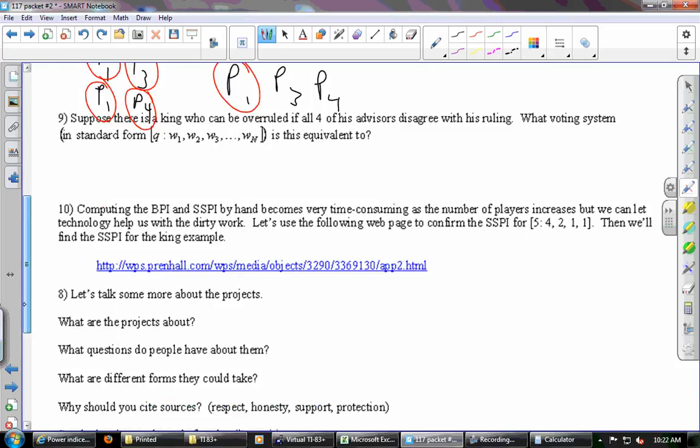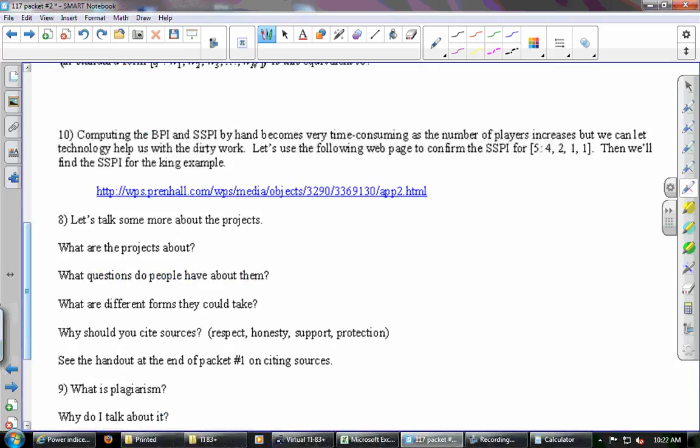Okay. So let's go to number 10. Laura, you read already, didn't you? Yeah. Haley, can you read 10, please? Haley, can you read number 10, please? Computing the UPI and SSPI by hand is very time-consuming and requires research.